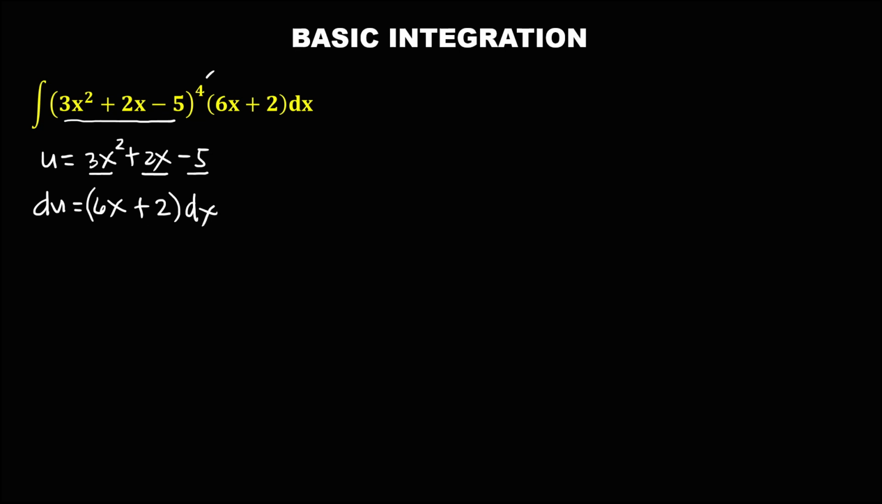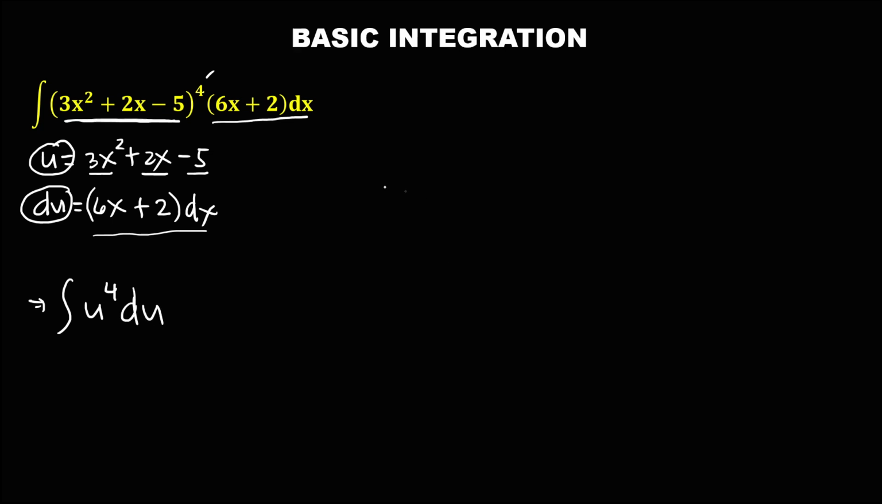Then we need to add the dx. Then apply now the u substitution. So we have the integral. So this 3x squared plus 2x minus 5 is equal to u. So this becomes u to the power 4. And this 6x plus 2 dx, that's equal to du. So we have u to the power 4 du.